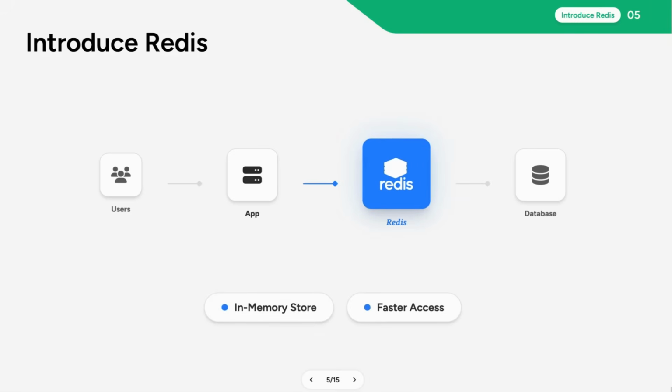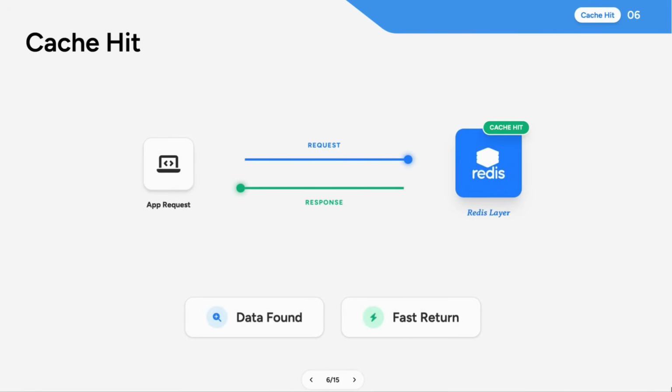So before Redis, the user was hitting the application and the application was hitting the database. But now a new layer is added between the app and the database, that is Redis. So the application first checks if data exists in Redis, and it returns data from Redis immediately. If data doesn't exist, then it goes to the database, and this prevents unnecessary database work. So now there are two types of hit. First is cache hit and then cache miss.